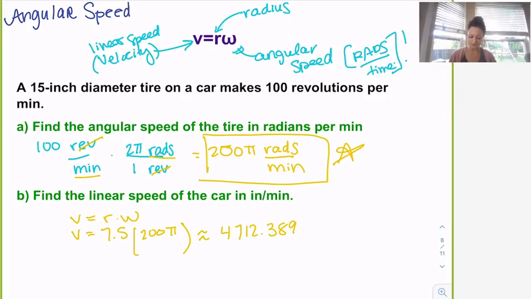And let's think about units. Let's see, 7.5 was in inches. My angular speed was in rads per minute. Rads is a unit multiplier, so I'm just left with inches per minute, which is what I wanted. So we are good there.